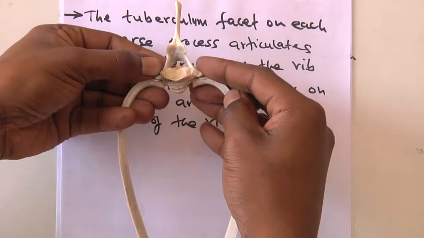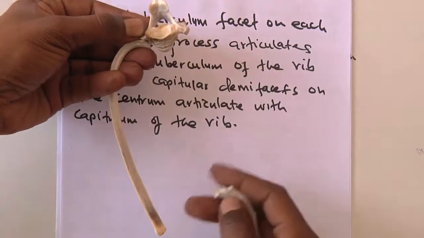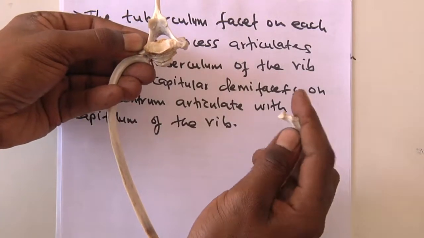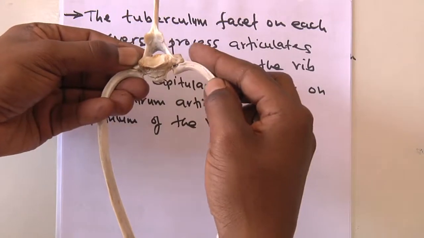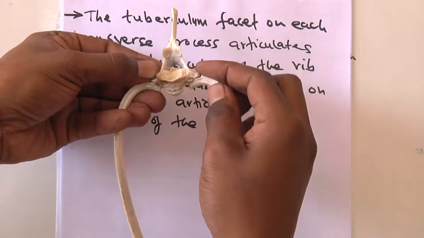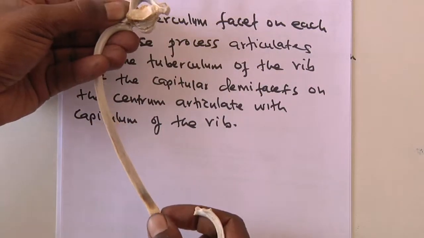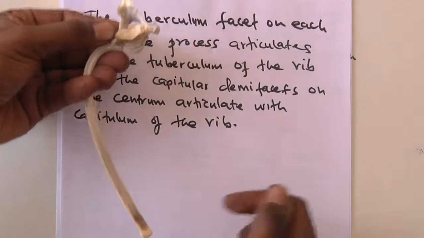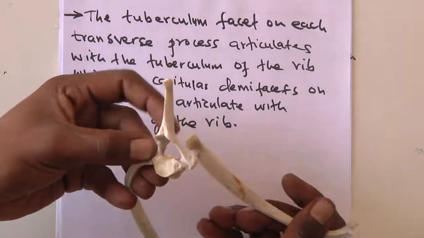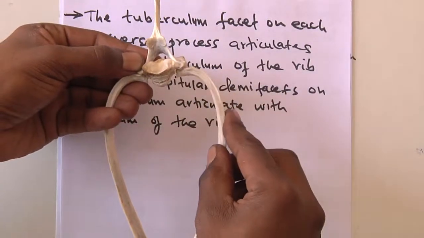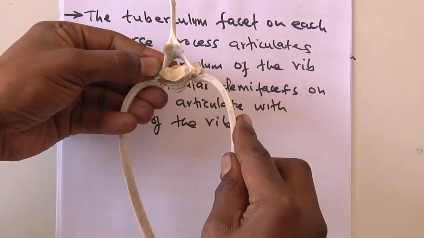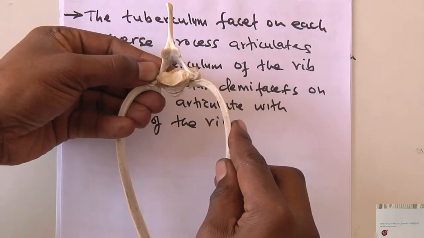Then towards the front of the ribs, down here, there is going to be what we call the sternum, which is the front part of the thoracic cavity. So the sternum is going to be articulated onto this part and also onto these other parts here. So that is what we call articulation of the thoracic vertebrae together with the ribs.